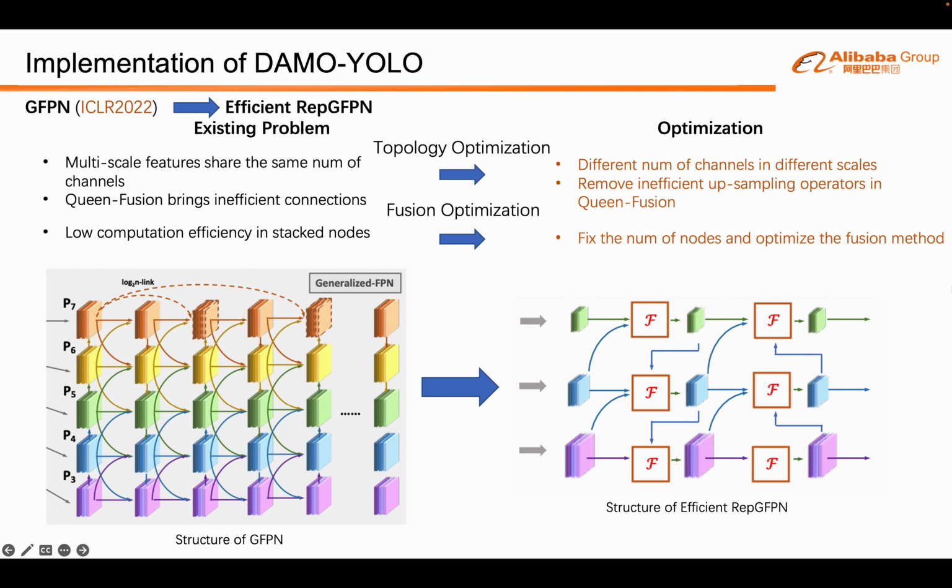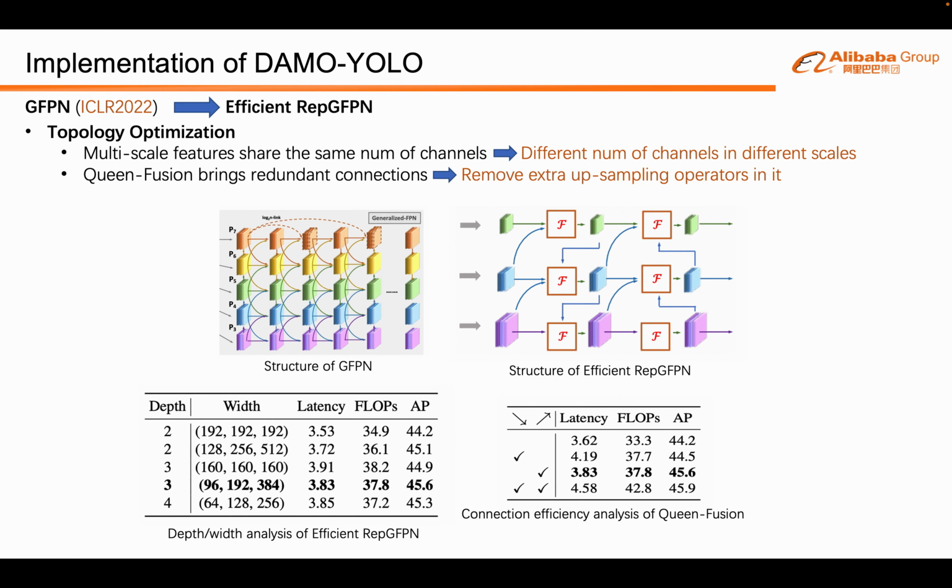To address these problems, we optimize GFPN on topology and fusion method and propose efficient RepGFPN. First, in terms of topology optimization, we use different numbers of channels in features of different scales in efficient RepGFPN, so we can control the expressivity of both high-level and low-level features flexibly under lightweight computational load constraints. The table on the lower left shows the depth and width analysis experimental results of efficient RepGFPN, which indicates that features of different scales with different width make the model perform best.